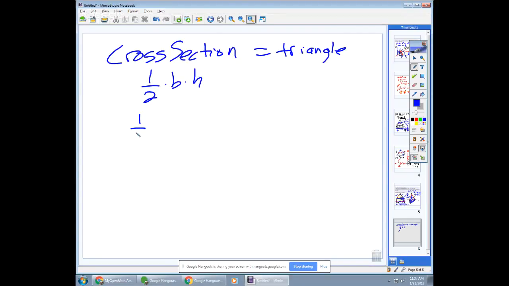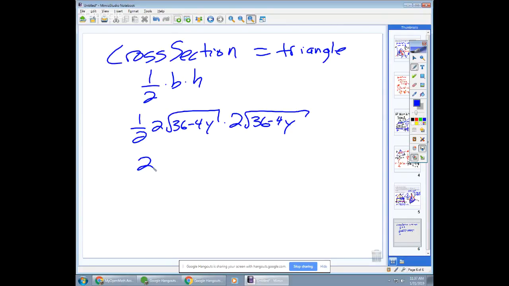So for me, that's 1/2 twice the square root, and the height is also twice the square root. It's advantageous for us to clean that up. So 1/2 of 2, I love that. This 2 is hanging out. The square root times itself cancels the root. So this is the cross-sectional area.